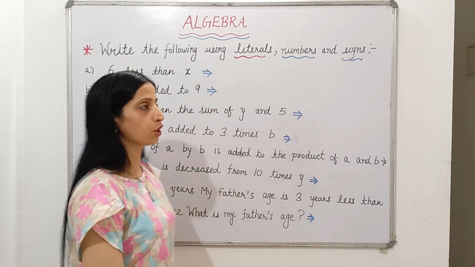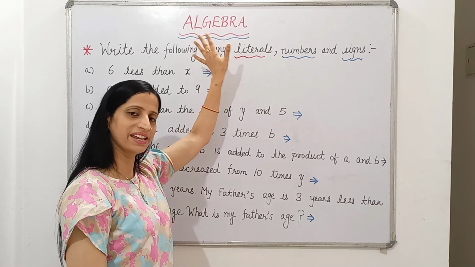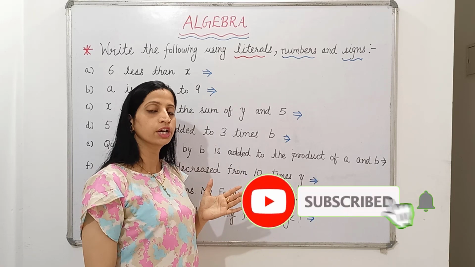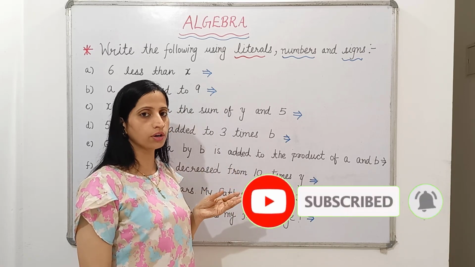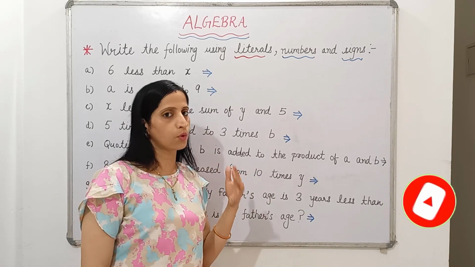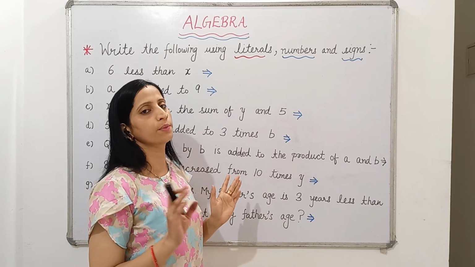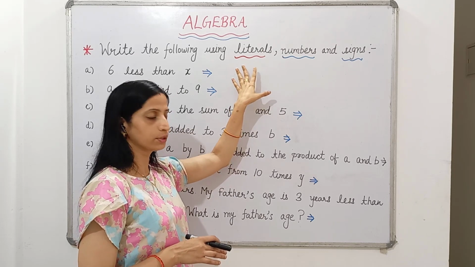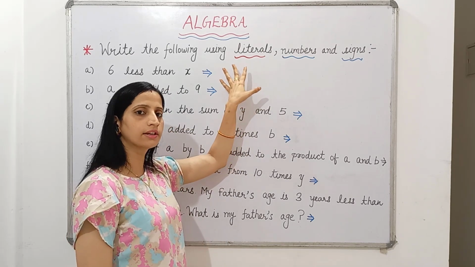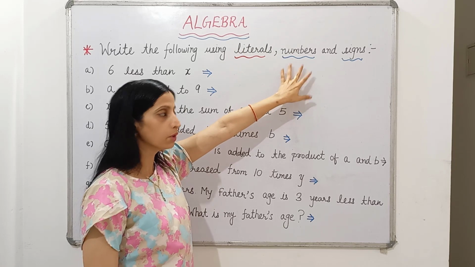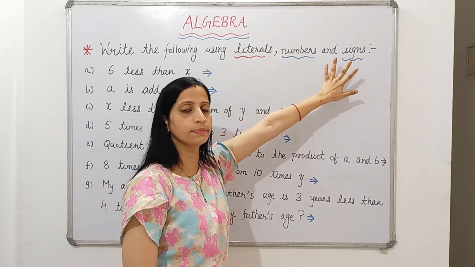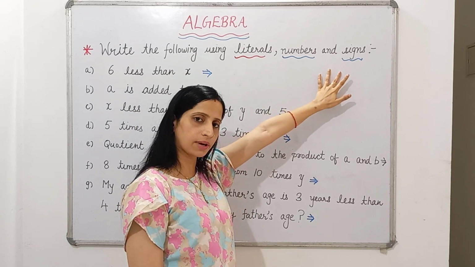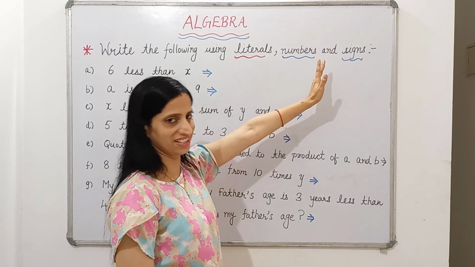So today's video topic is algebra. In algebra, as you know, we use letters from A to Z to generalize the result, or to represent any unknown quantity, and those letters are known as literals. Along with literals we use numbers and signs also. Signs means all the arithmetic operation signs like addition, subtraction, multiplication and division.